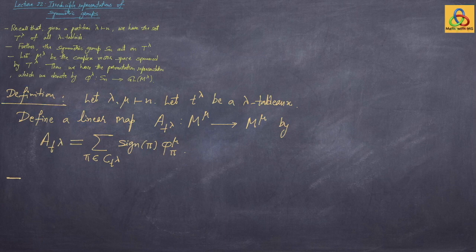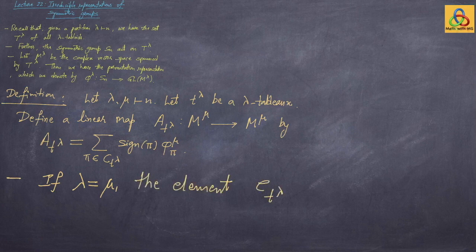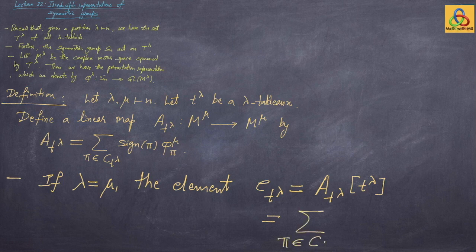In case lambda and mu are the same partition, that is, if lambda equals mu, the element we denote by E of T lambda, and what is that? That is, consider this operator A of T lambda and evaluate it on the lambda tabloid T lambda, the equivalence class of T lambda. After plugging in the value of the operator A T lambda, one can see that this is equal to the sum over pi belonging to the column stabilizer of T lambda of the sign of pi, and then the operator phi mu of pi acting on the lambda tabloid T lambda.